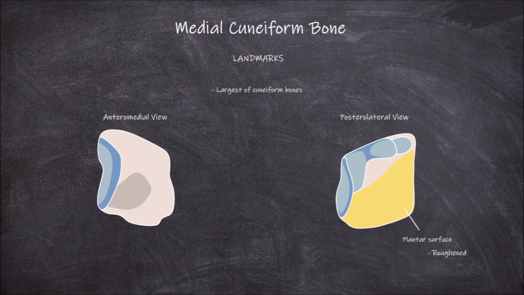The fourth surface is the dorsal surface, which is again roughened. The fifth surface is the anterior surface, also known as the distal surface. This surface has a large facet for articulation with the first metatarsal bone. The sixth and final surface is the posterior surface, also known as the proximal surface. This surface is concave and has a facet on it for articulation with the navicular bone.